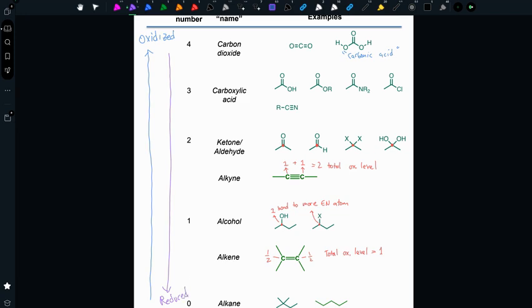So you might hear a chemist say, oh, I need to reduce this ketone to an alcohol, right? That would be a typical statement you might hear from a chemist. We could say, I'm going to reduce my ketone to an alcohol. You also might hear a chemist say, oh, I need to oxidize this aldehyde to a carboxylic acid. And that would be moving the other direction.